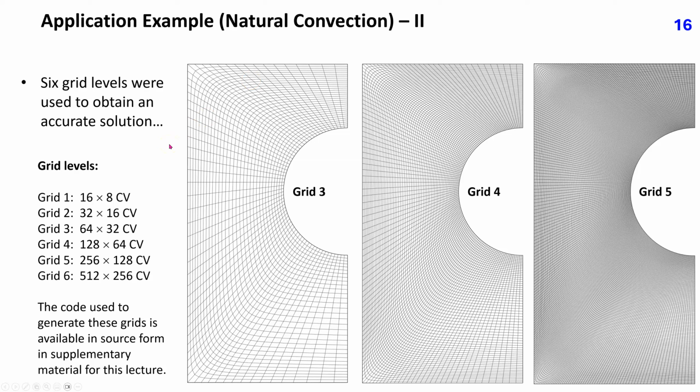This slide shows the next 3 grids: grid 3, grid 4, and grid 5. The finest grid is not shown because it is so fine that lines could not be distinguished without a zoom in. The number of cells in each direction is doubled with each refinement. The finest grid, level 6, has 512 times 256 cells. This is very fine for a 2-dimensional grid used to compute a steady-state laminar flow.